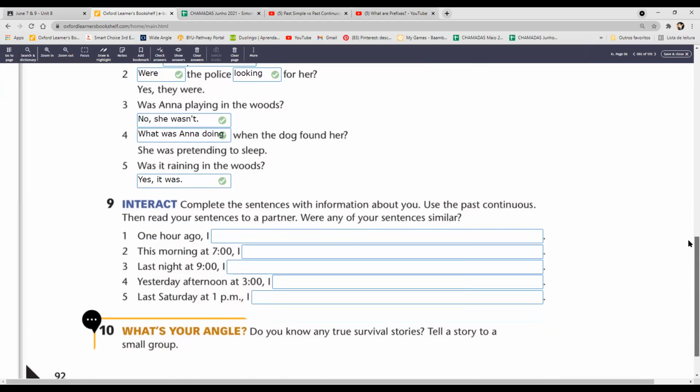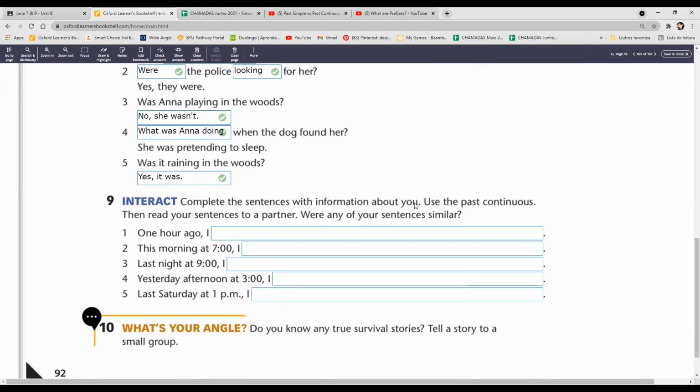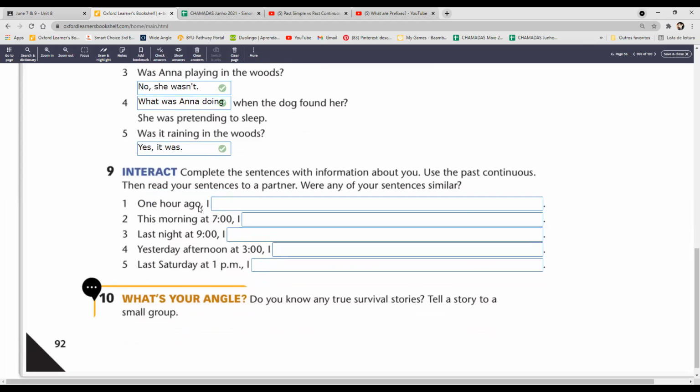Complete the sentences with information about you. Use the past continuous. Then read your sentences to a partner. Were any of your sentences similar? So actually, we are going to write individually, okay? And then we will share together as a group. For example, you should write here what you were doing 1 hour ago. So as for me, 1 hour ago, I was studying.